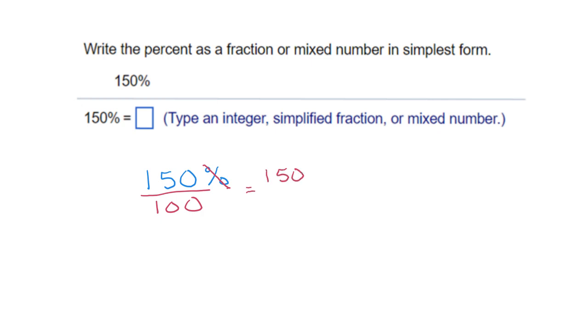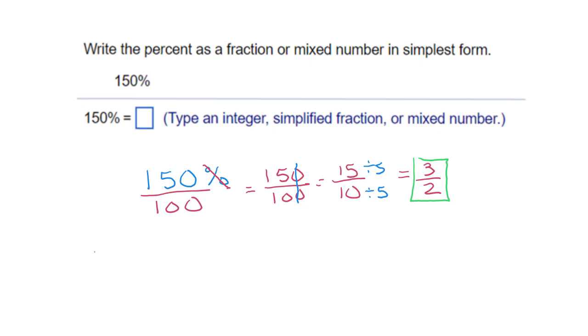If you reduce this fraction, you can divide out your zeros. This is dividing by 10. You end up with 15 over 10. Reduce again by dividing each one of these by 5, and you will see you have 3 over 2, or 3 halves, for your answer. So that is one way to do it.